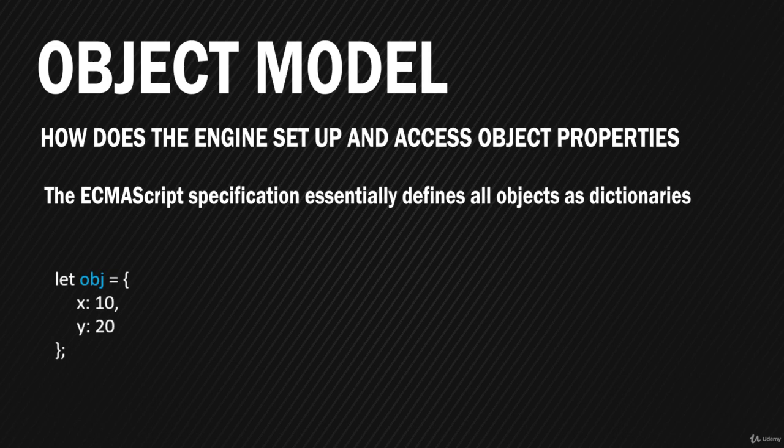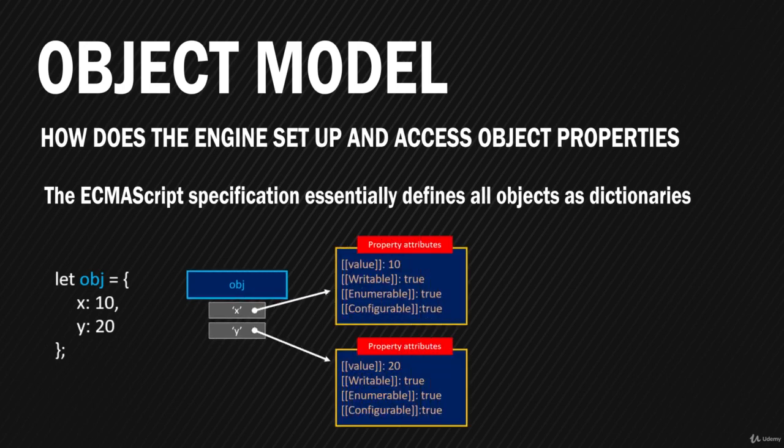And remember what I said? The ECMAScript spec defines it as dictionaries, and it maps keys to property attributes. Well, the keys in this instance are x and y. It's the name of the property. Those are the keys, and those keys each reference property attributes. And those property attributes have certain values attached to them. One is the value of the actual property. In this case, x has a value of 10, y has a value of 20.